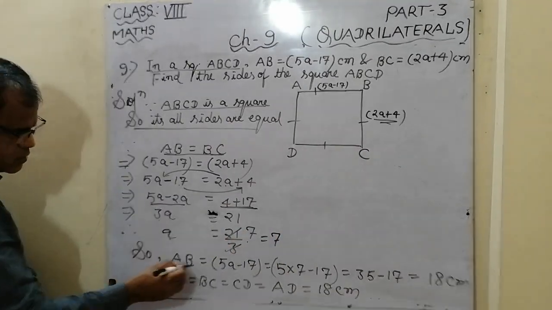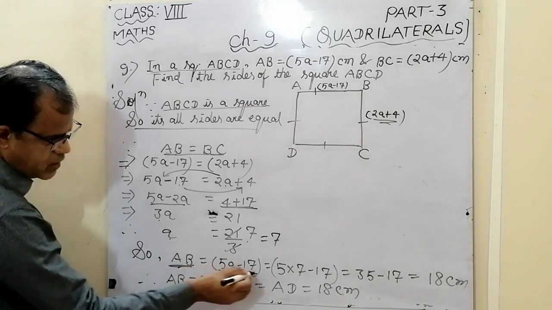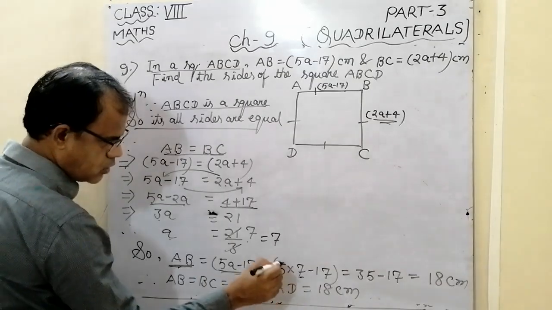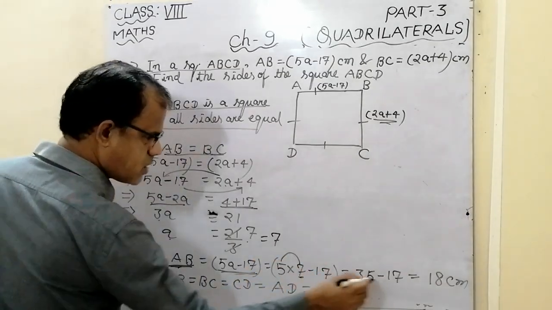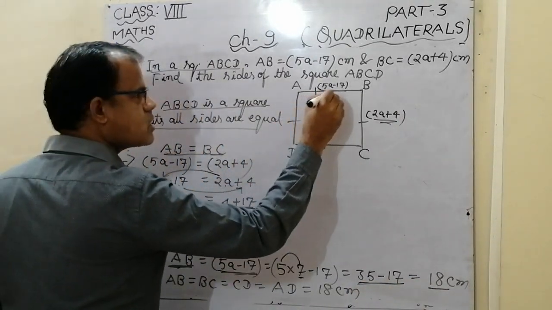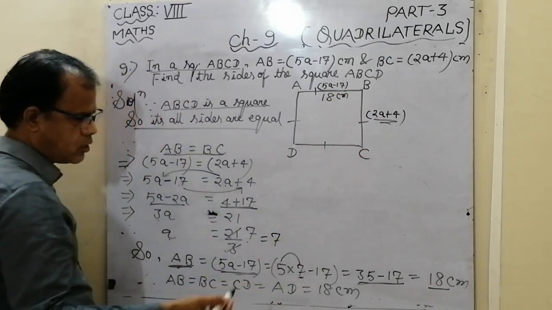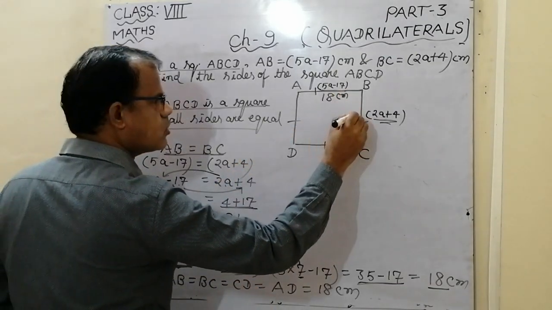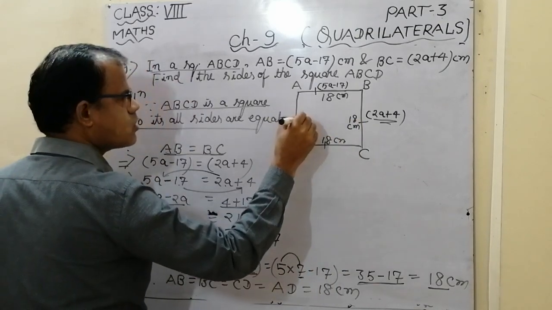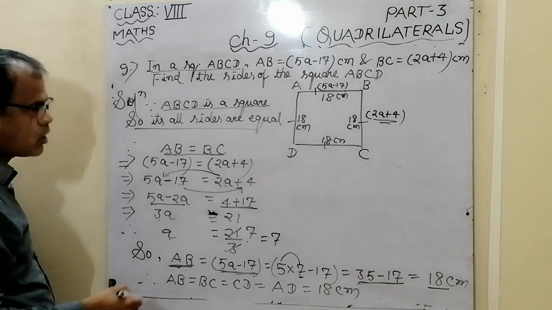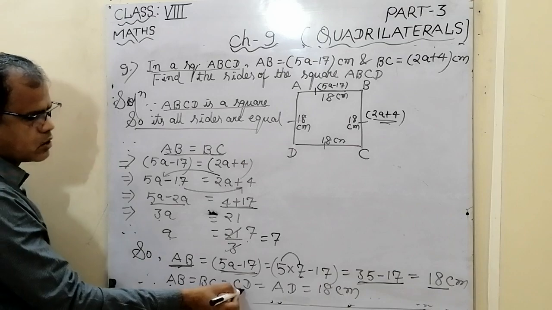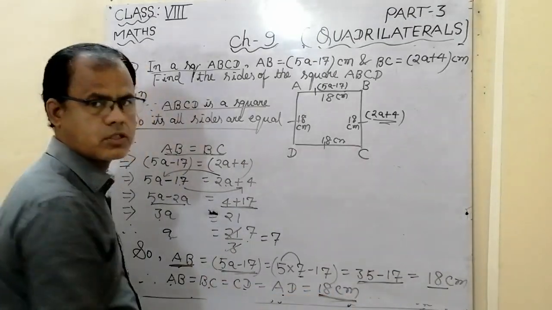Now we have to find the AB value. AB is 5A minus 17. Putting the value of A as 7, 5 times 7 is 35, minus 17, so it becomes 18 centimeters. If AB is 18 centimeters, then automatically BC is also 18 centimeters, DC is also 18 centimeters, and AD is also 18 centimeters. Why? Because all sides of a square are equal. So AB equals BC equals CD equals AD, 18 centimeters.